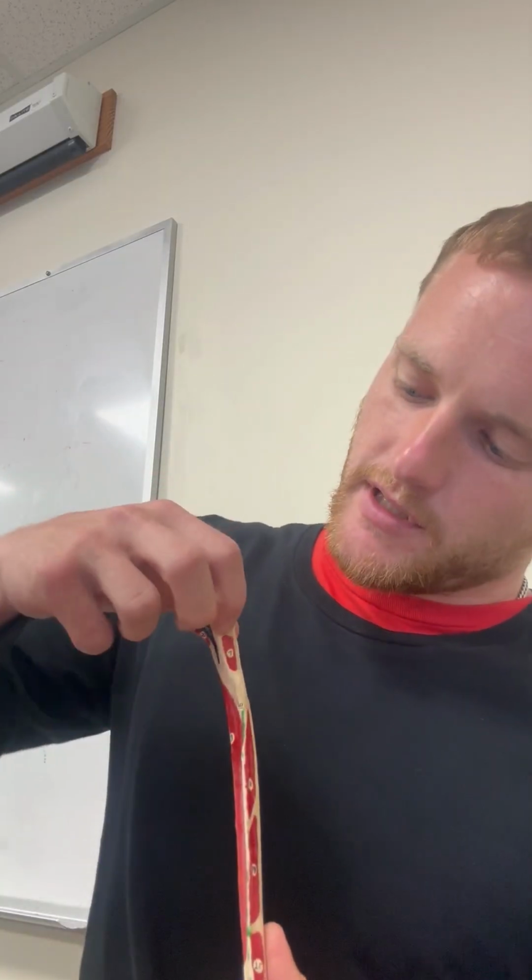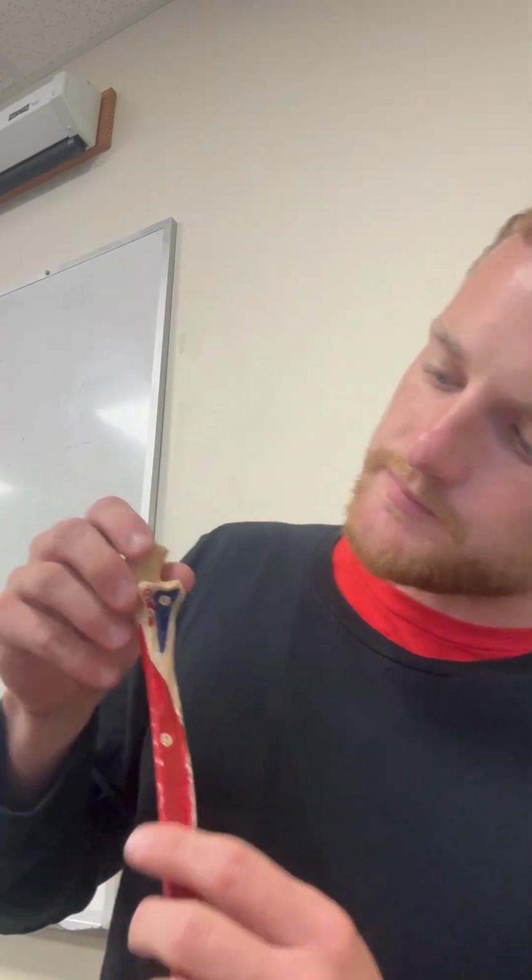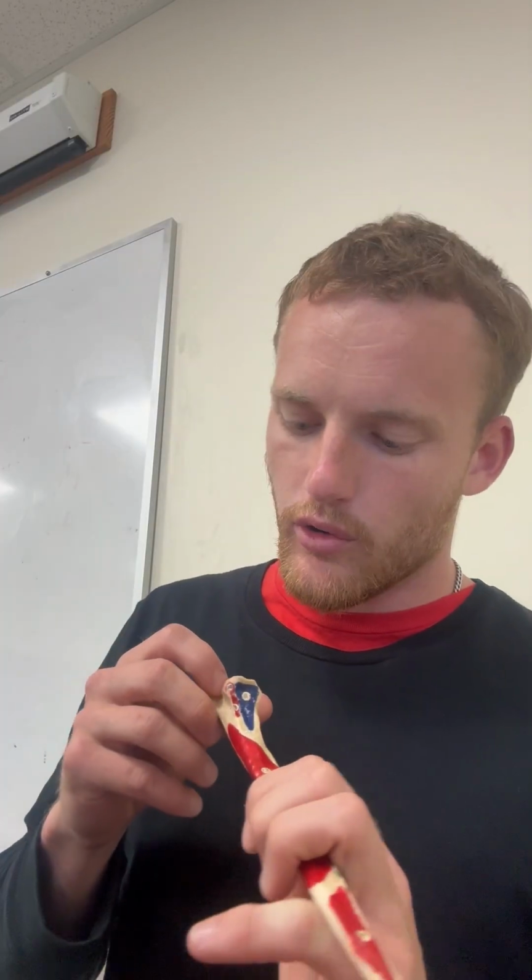So then we flip it to here, and in the supinator crest, we have the origin point for the supinator on the proximal end. We go ahead and go to the coronoid process here.